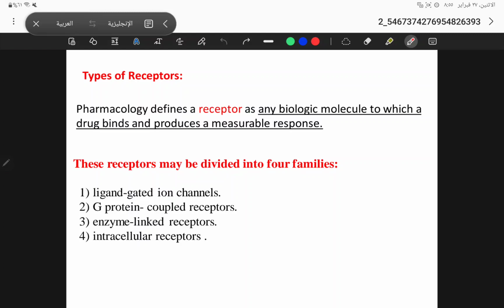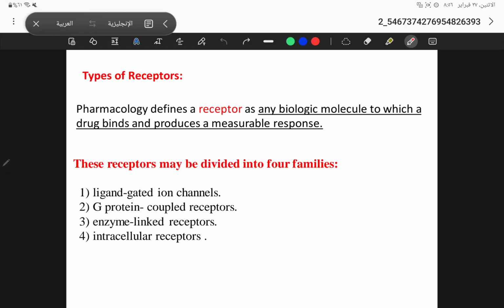We said this molecule is a large macromolecule. So any biological molecule to which a drug binds, and not only binds, it should produce an action, a measurable response. That effect should be measured. For example, with antihypertensive drugs, I can measure the blood pressure. With antiarrhythmic drugs, I can see from the ECG what changes happened in the arrhythmia. So I should have a measurable response so that I can determine how my drug acts, how it works, and as such.